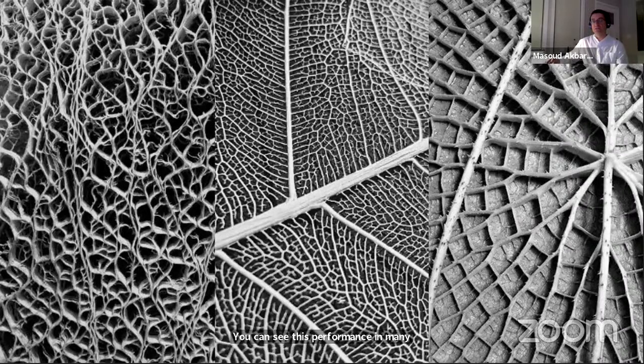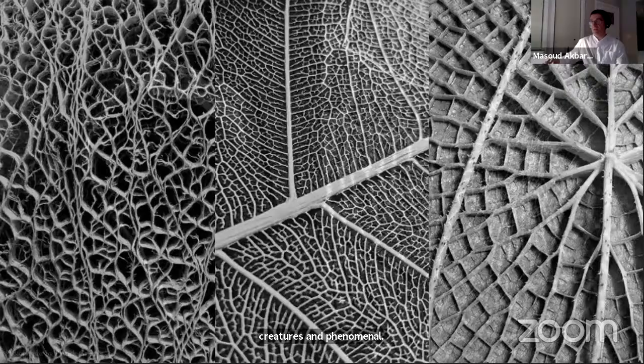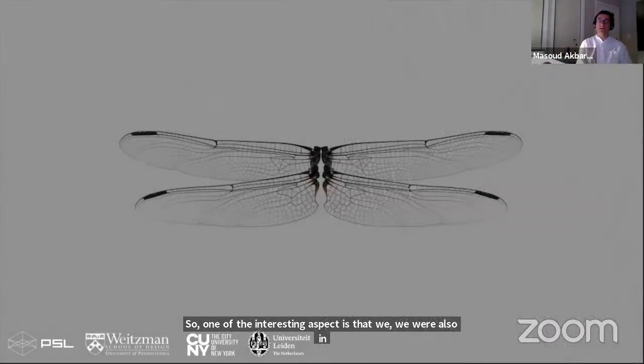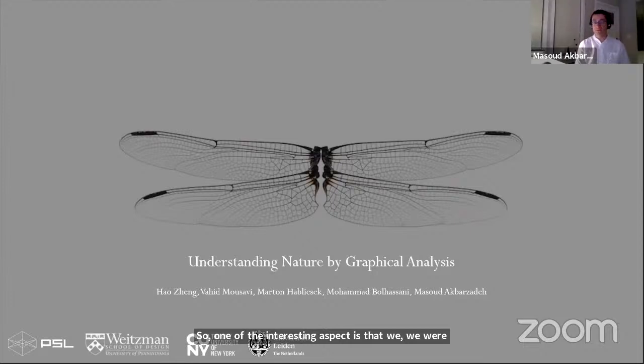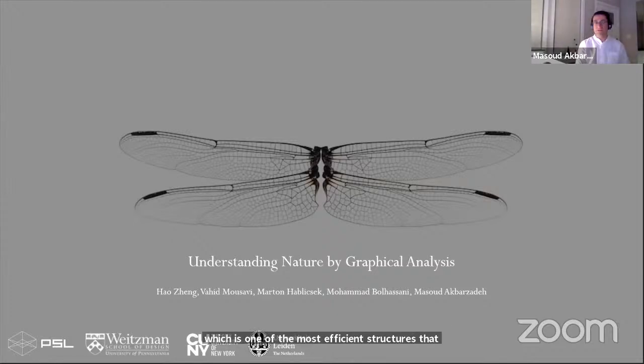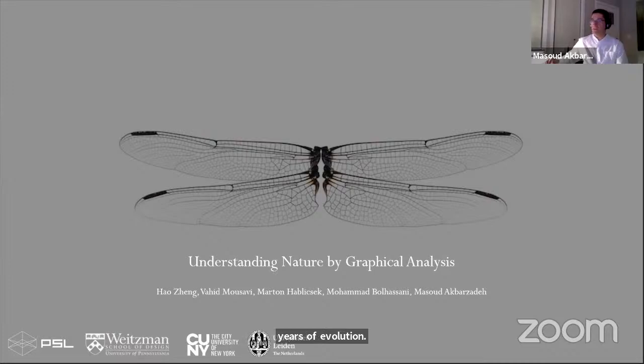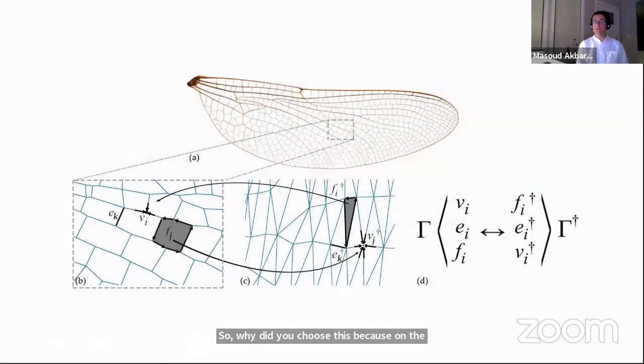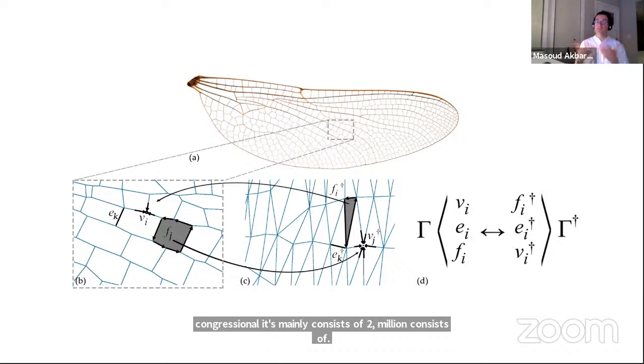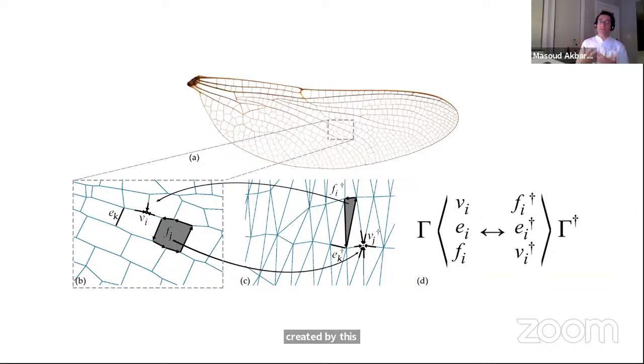You can see this performance in many different creatures and phenomena. One of the interesting aspects is that we were also inspired by the structure of a dragonfly wing, which is one of the most efficient structures that nature has created after millions of years of evolution. So why did we choose this? Because the network of the dragonfly wing is very similar to tension-only or compression-only systems. It mainly consists of convex cells, and the same idea of the topological relationship between the spaces created by this network exists.